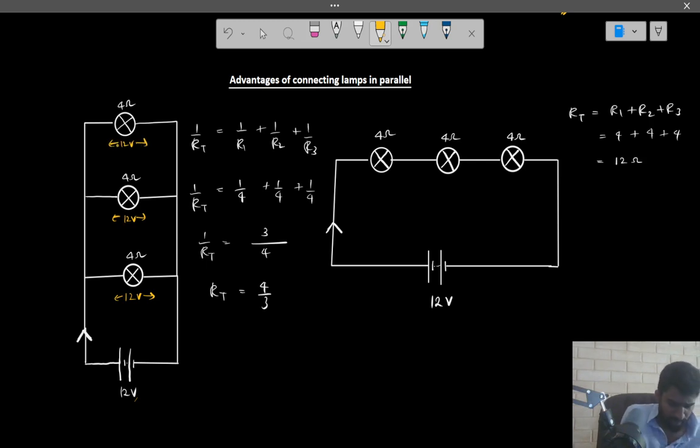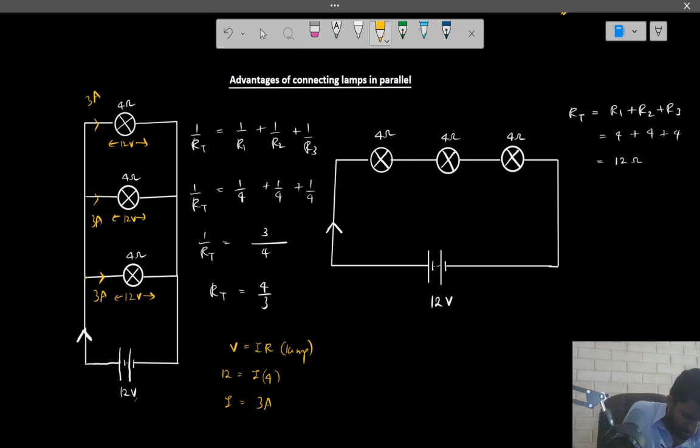So when you apply V equals IR to a lamp in a parallel circuit, you get here it is 12 volts. We need to calculate I, and R is 4, right? Then we can get I as 3 amperes. So the current here is 3 amperes. Here the current is 3 amperes, and here the current is 3 amperes.